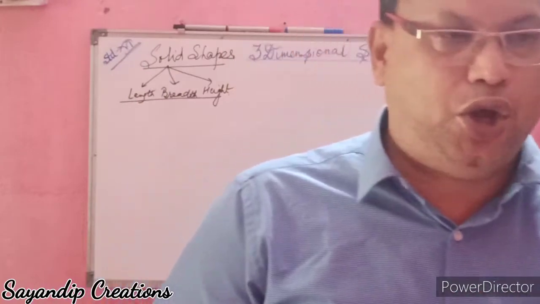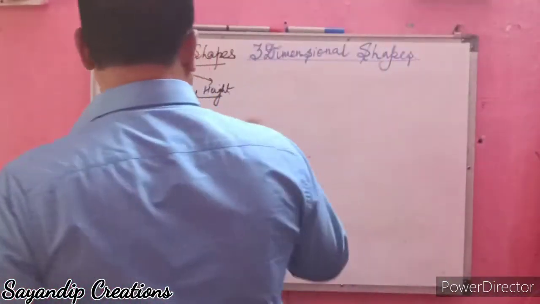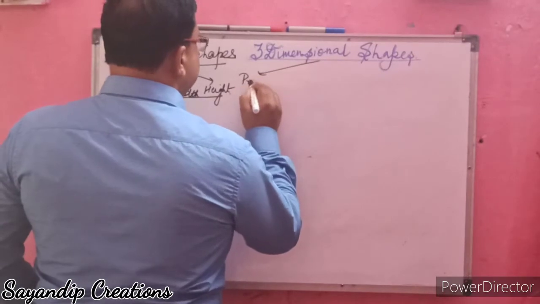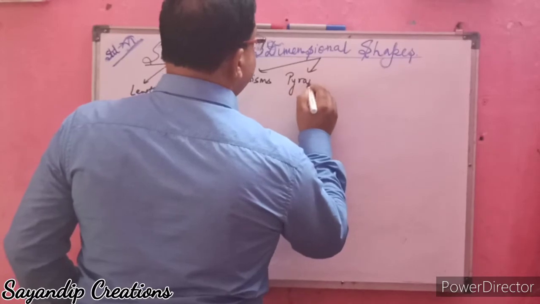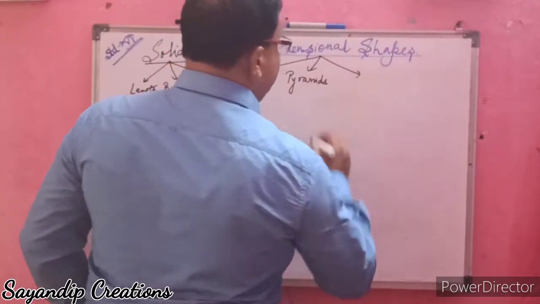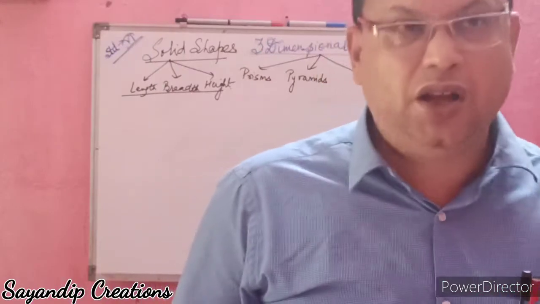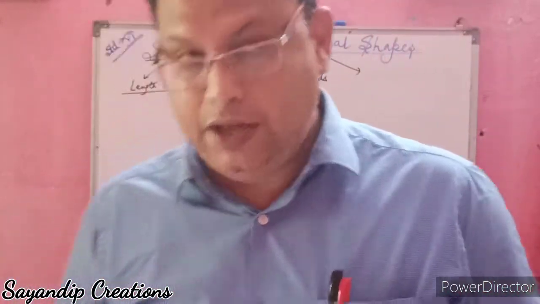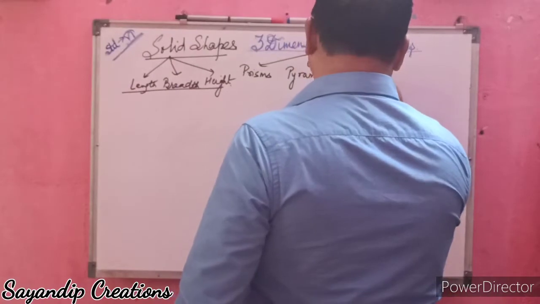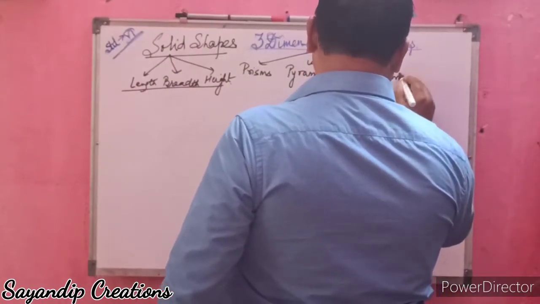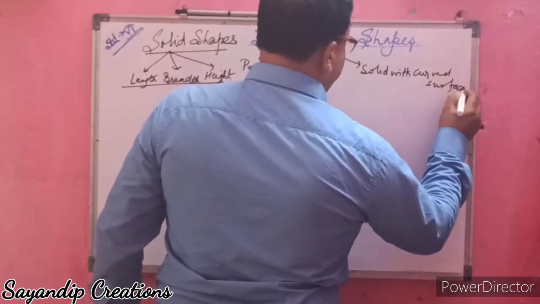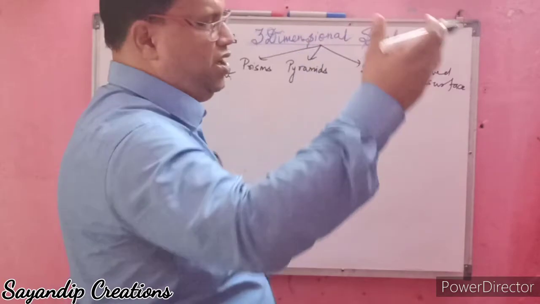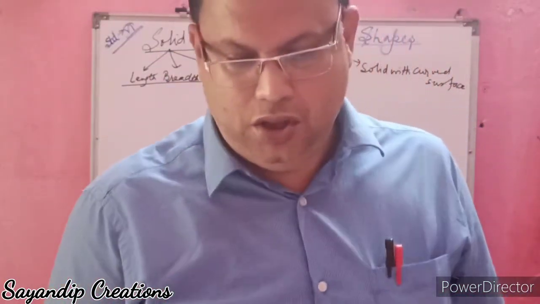Third will be solids with curved surfaces. In this will come sphere, cone, then cylinder, etc.